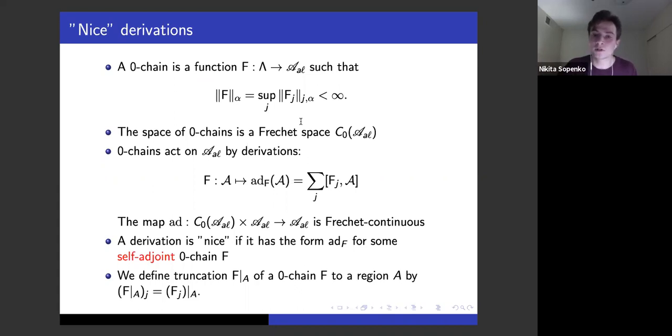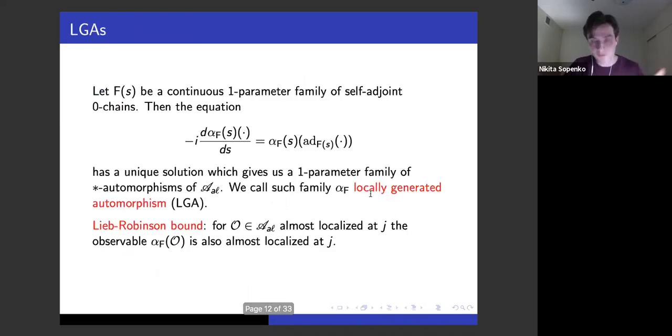And these Hamiltonians define some derivations of this algebra. The sum of such elements is not an element of the algebra, but if you consider the commutator with some element of the algebra A, then this thing is well defined and it is an element of the algebra. And they define what we call nice derivations of this algebra, if the zero chain is self-adjoint. And we can consider truncations of these Hamiltonians to some region. And finally, we can introduce exponents of these Hamiltonians, which are automorphisms of this algebra defined by this equation.